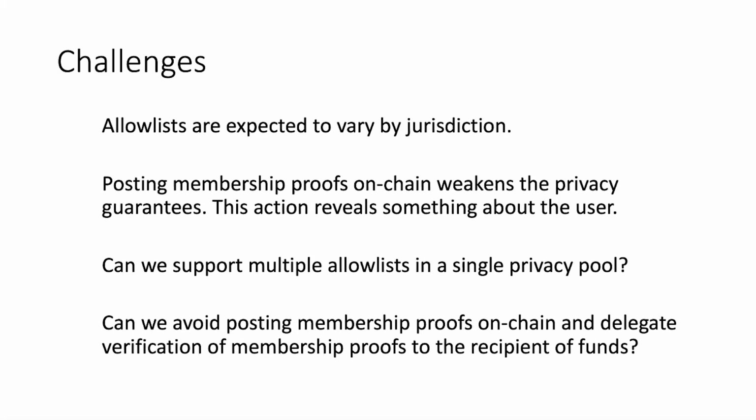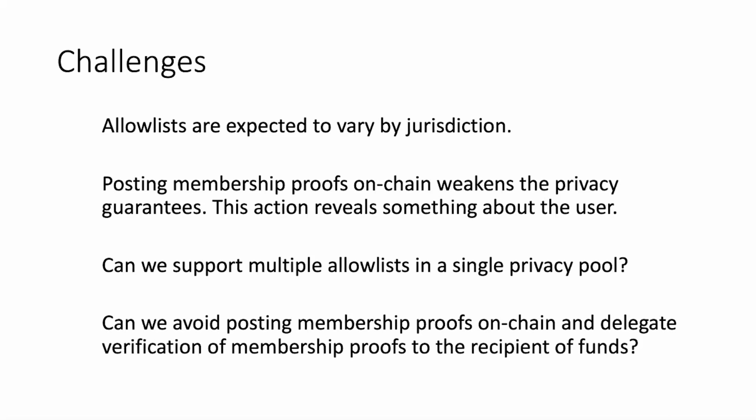If you have some system based on an allow list, then allow lists are going to vary by jurisdiction. So there can be multiple allow lists. If you have users post membership proofs on allow lists on chain, then this does weaken the privacy guarantees. It reveals some action about the user, and if you have multiple allow lists, then the intersection of allow lists can reveal even more.